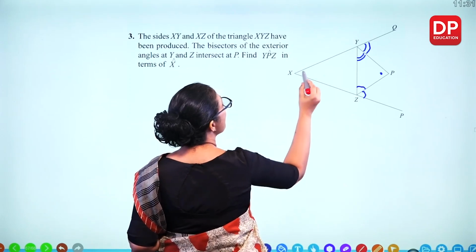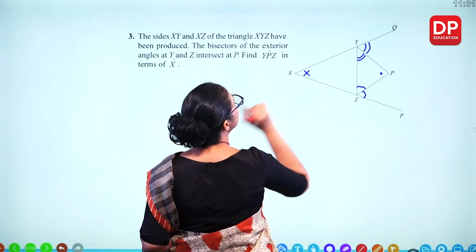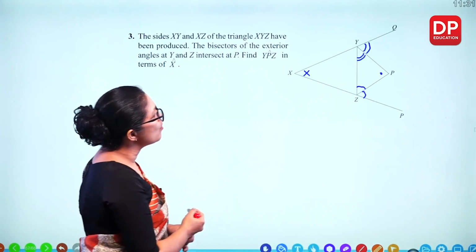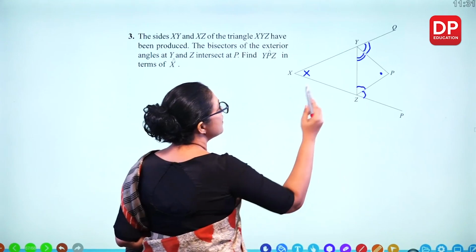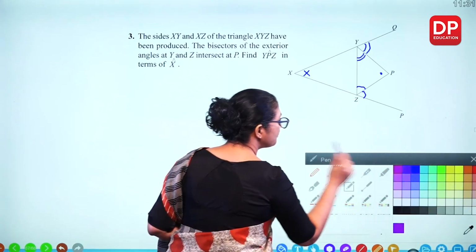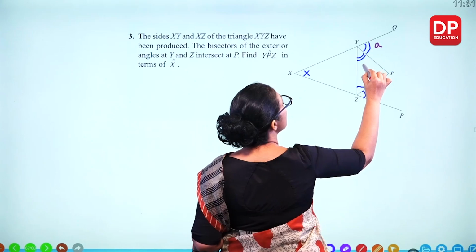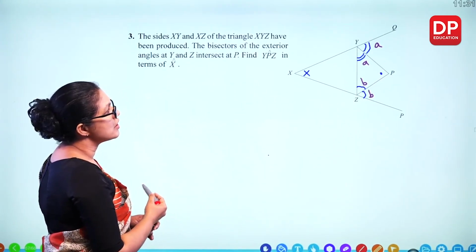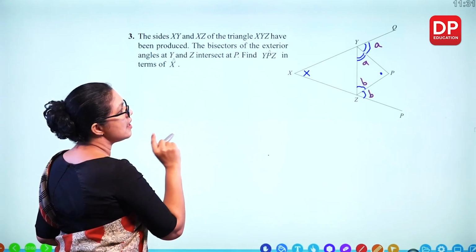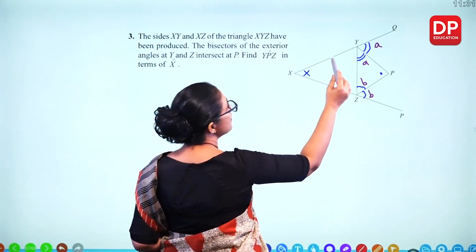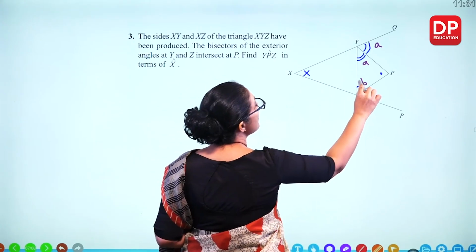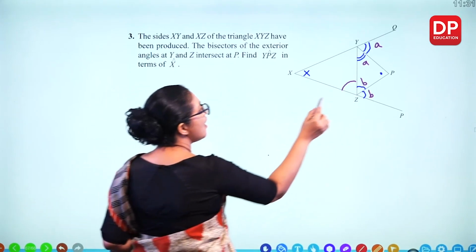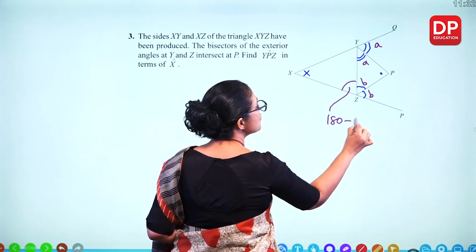X angle is here. So we'll put X here. That's the interior angle. How do we find out this one? We'll put A and B. A, A, B, B. So what can you say about this one? If this is 2B, what's this angle? 180 minus 2B.